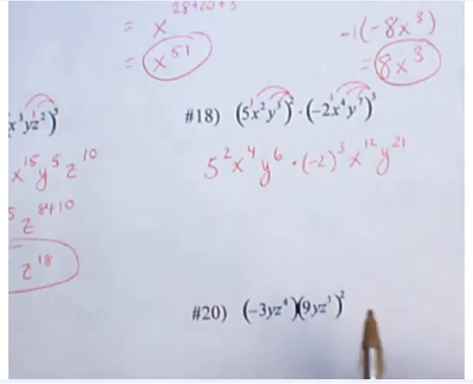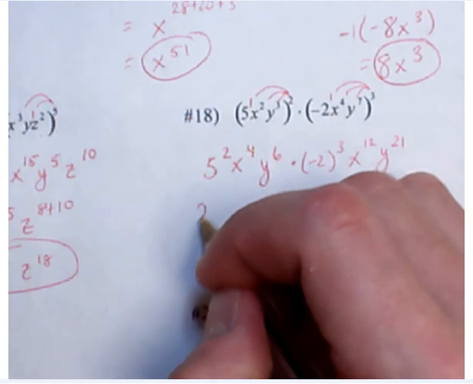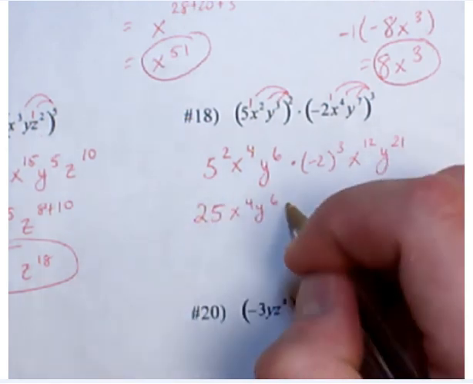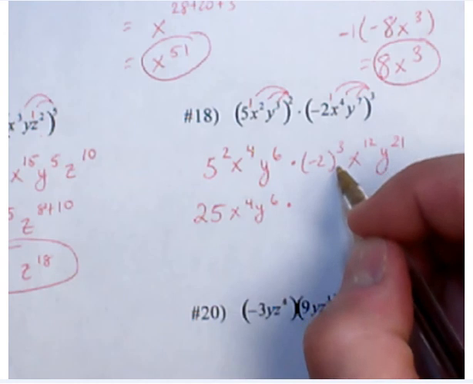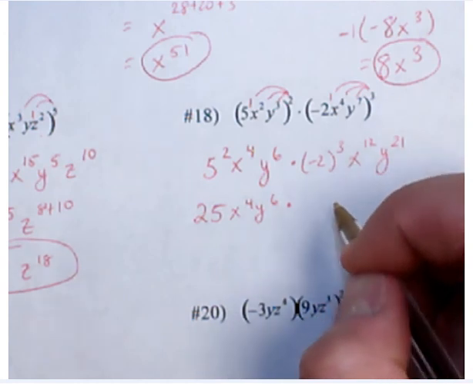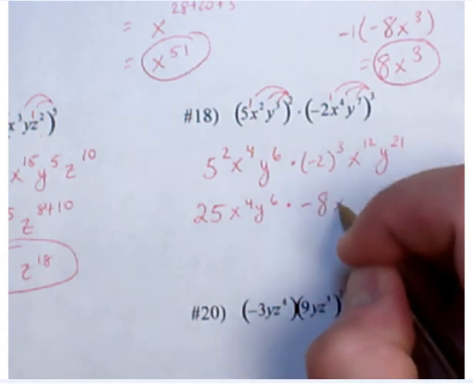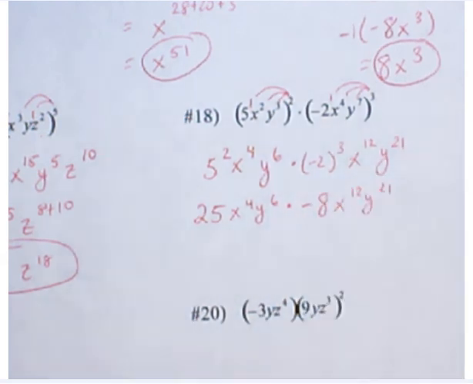All right, let's simplify a little bit here. 5 squared is 25. 5 times 5. Negative 2 to the third is negative times negative times negative. That's going to be negative 8. X to the 12th, y to the 21st.